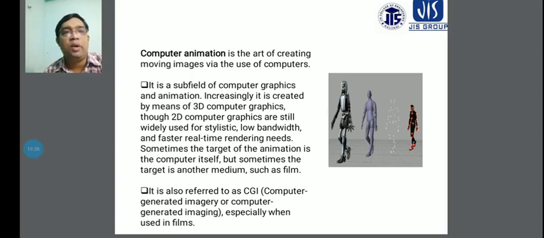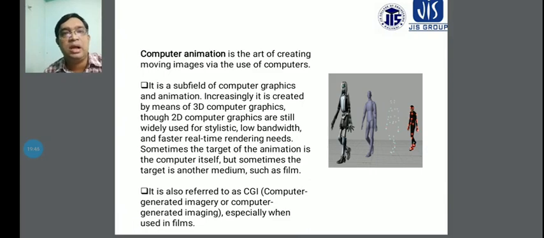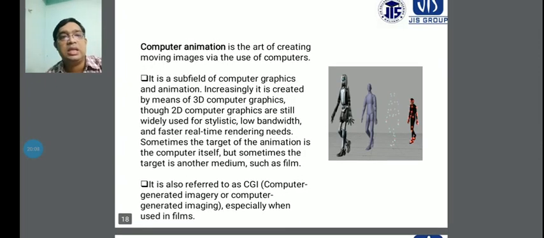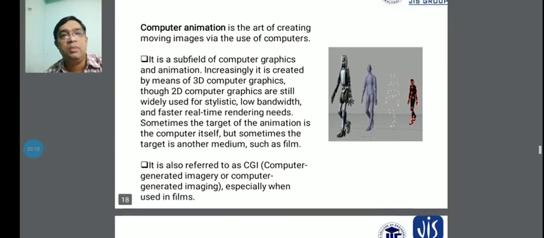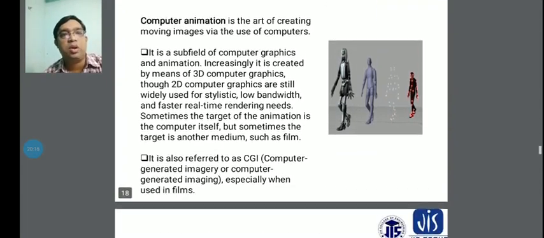Sometimes the target of the animation is the computer itself, but sometimes the target is another medium, such as film. Different types of movies and different types of medium files are also considered in computer animation. It is also referred to as CGI, computer-generated imagery or computer-generated imaging, especially when used in films.